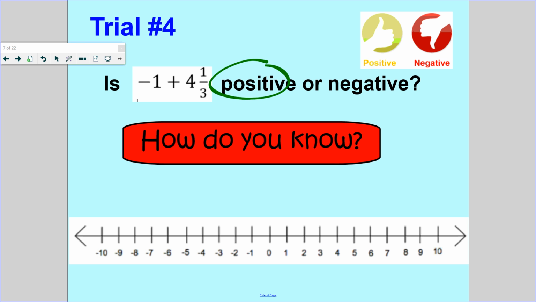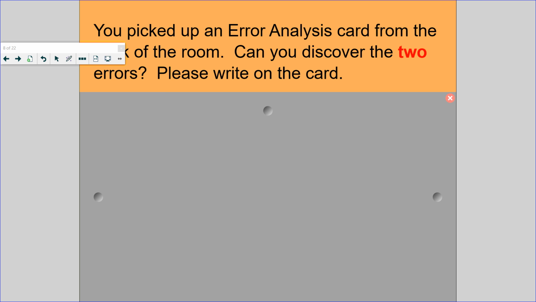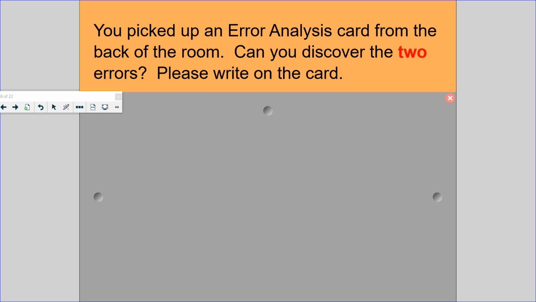So let's show it on a number line. So we have 0. Negative 1 means we go back 1. 4 1/3 is close to 4, so you go 4 positive: 1, 2, 3, 4. The answer is about 3 positive. So what you're going to be doing is getting an error analysis card from the back of the classroom, and can you discover the 2 errors you will write on the card?